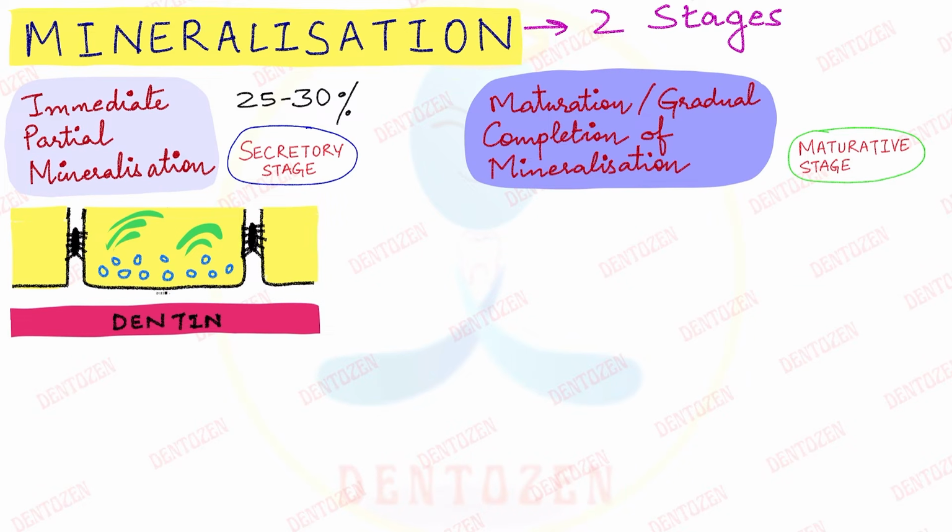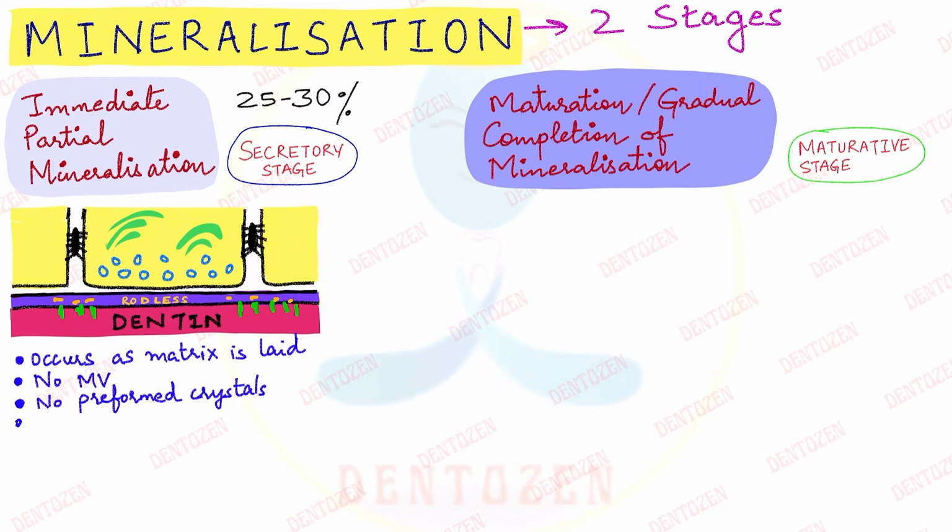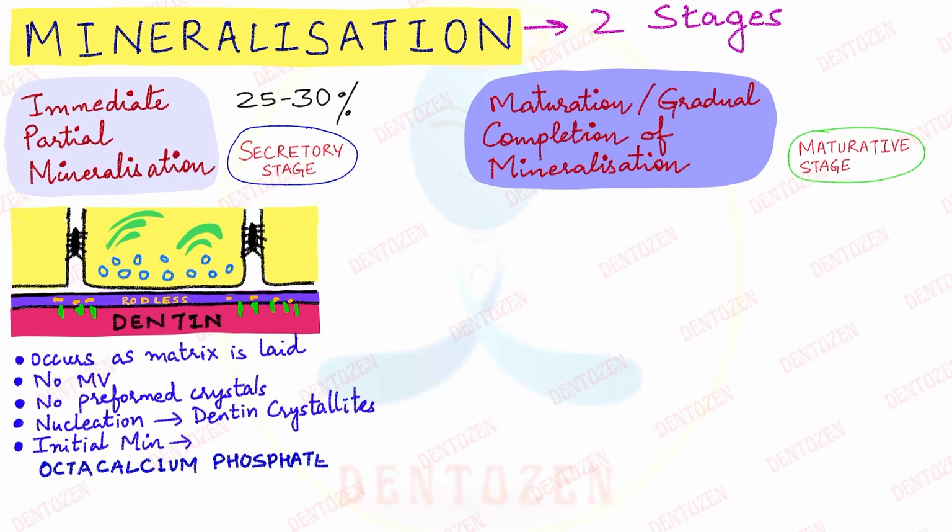So immediate mineralization occurs in the matrix. How? There are no crystals, no matrix vesicles. So where does it happen? It takes the help of the crystallites of the dentin, which act as the nucleating center over which the first crystals of enamel will be formed. So it occurs as the matrix is laid down, with no matrix vesicles and no preformed crystals. Dentin crystallites act as nucleation, and the initial mineral which is deposited is octacalcium phosphate, which is unstable, and later it breaks down into hydroxyapatite crystals.